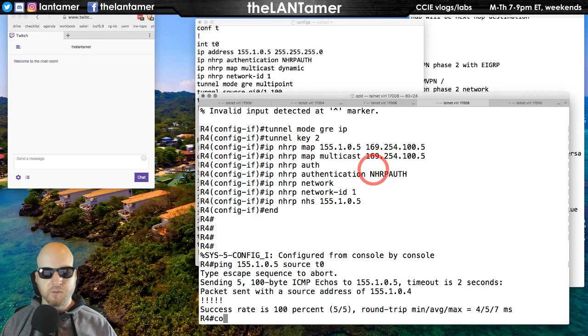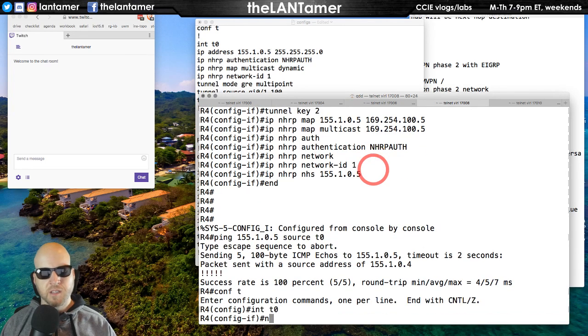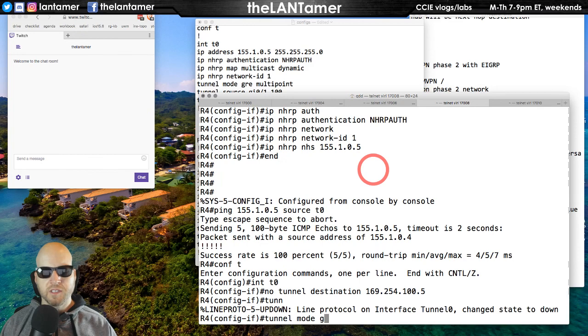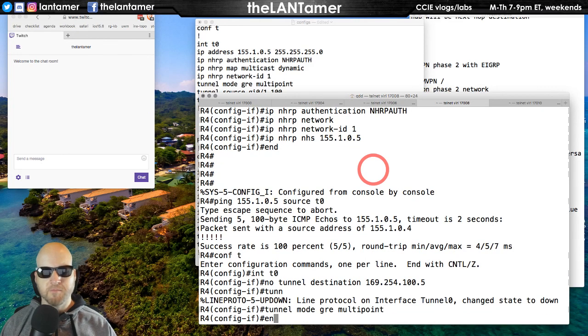Okay, router 4, last one. Interface T0. No tunnel destination 169.204.100.5. Tunnel mode GRE multipoint. Boom.